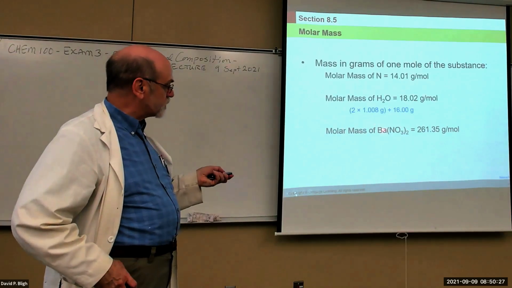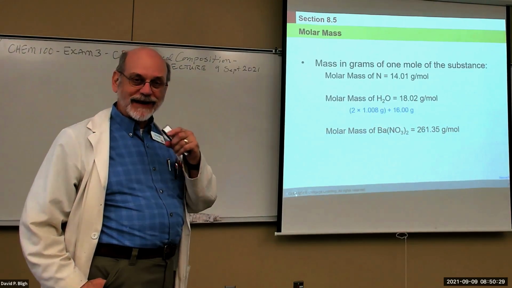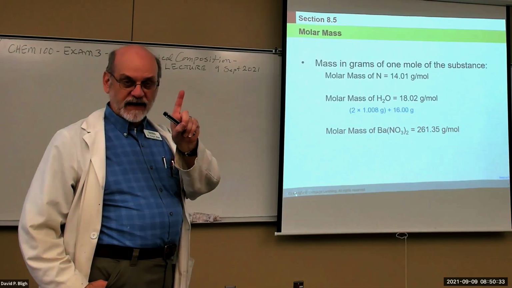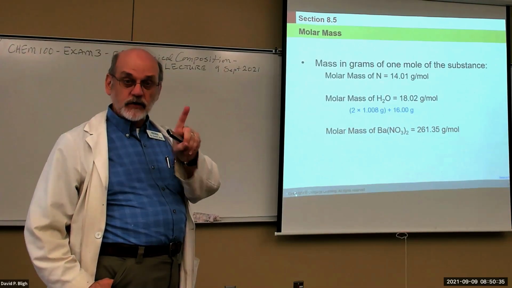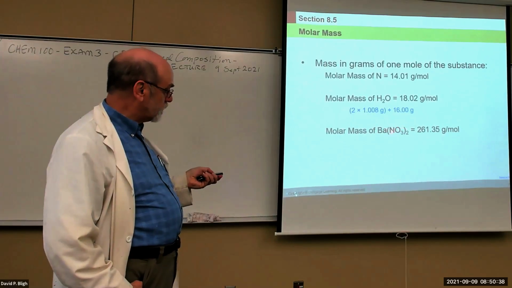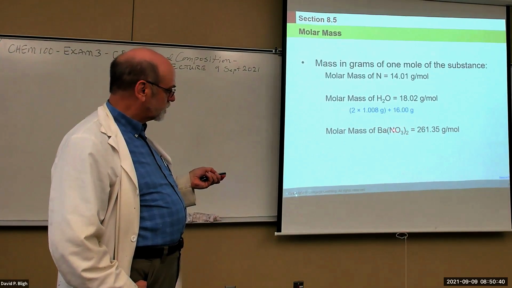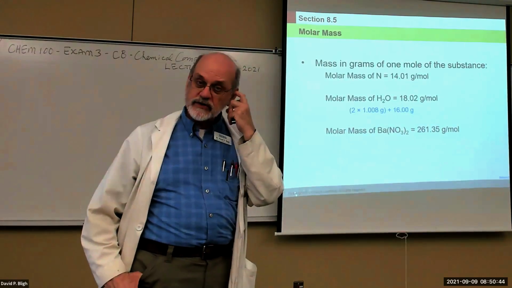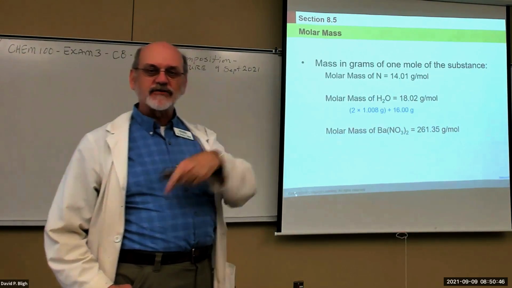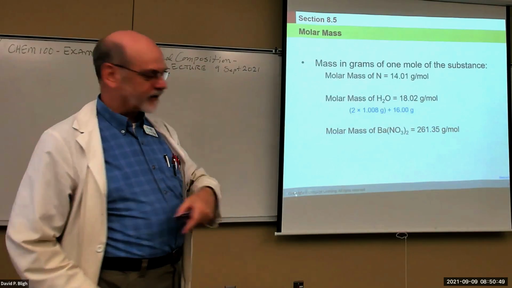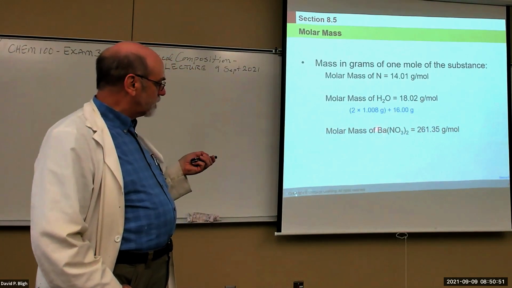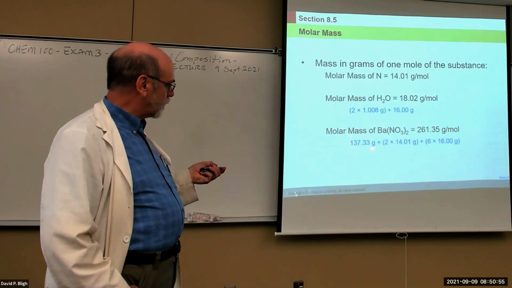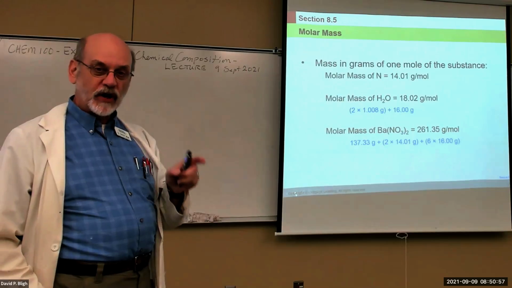So if barium has a 2+ charge, and the polyatomic ion nitrate, NO3, has a 1- charge, you need 2 of them, correct? You need 2 of these to go with 1 barium. That's the simplest whole number ratio of barium ions to nitrate ions. Barium has a mass, let's see, there it is, 137.33 grams per mole of barium.